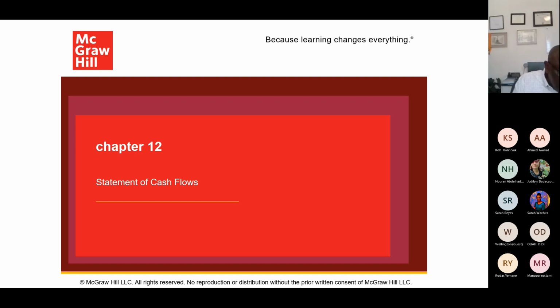Prepaid insurance, decrease is 7,700. Depreciation expense. Depreciation expense is 64,000.